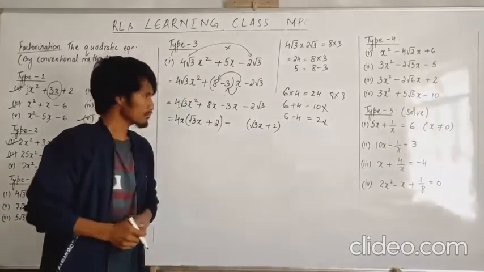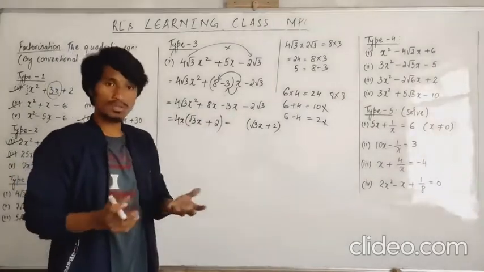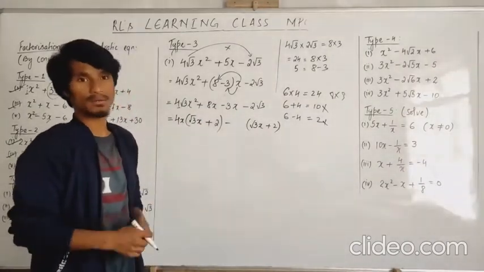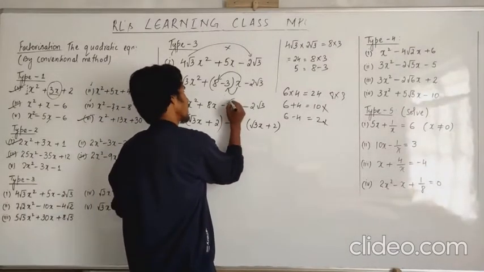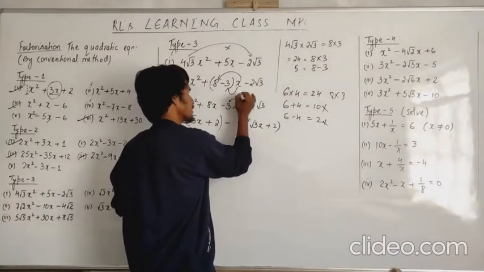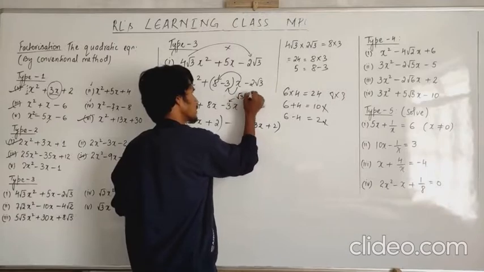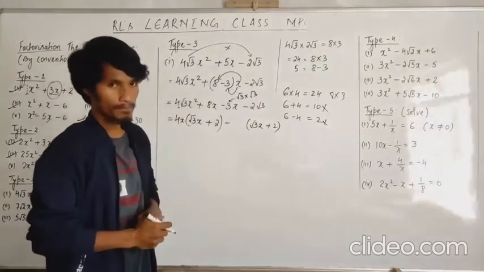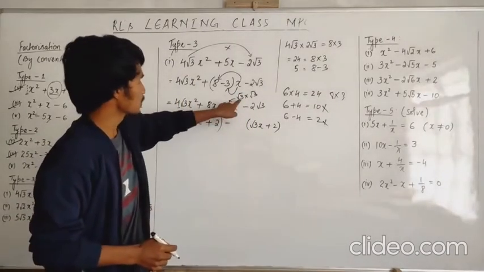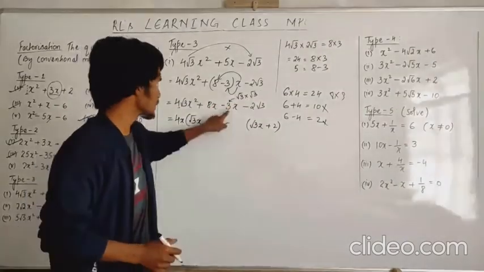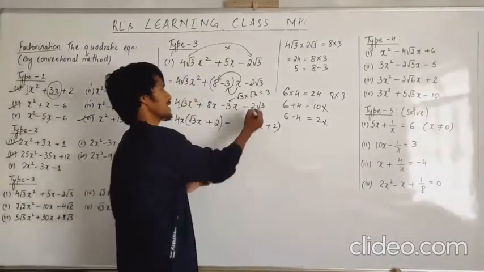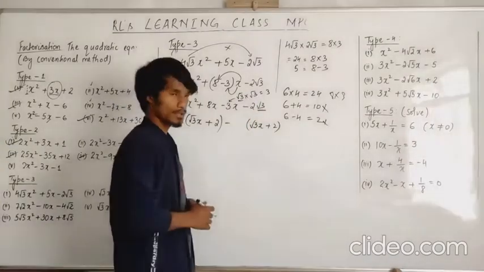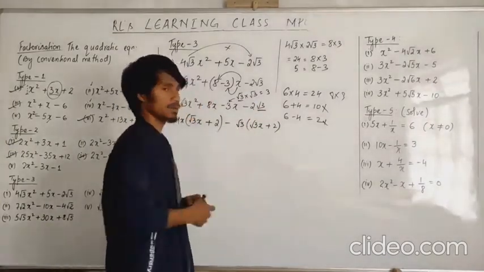Minus. Here is 2, here is no 2, 2 is not common. Then who else are the common? You can say, but this 3, I can write as root 3 into root 3, because root 3 into root 3 is equal to 3. Then here also root 3, here also root 3. Then root 3 are the commons.